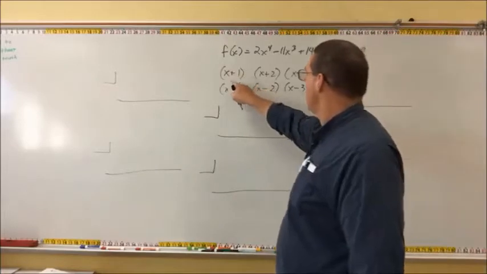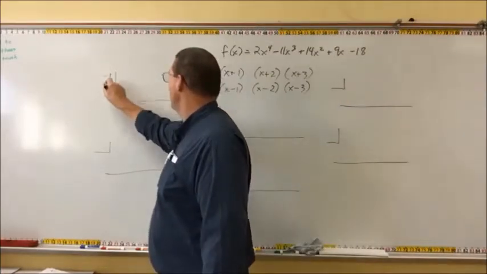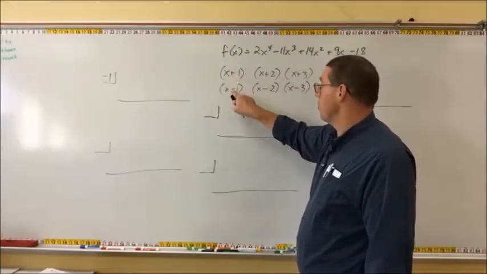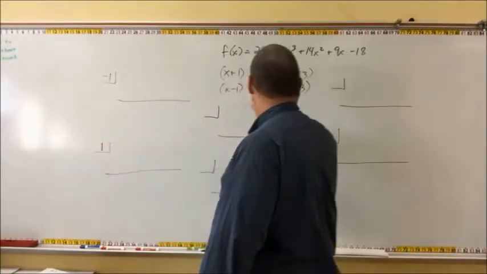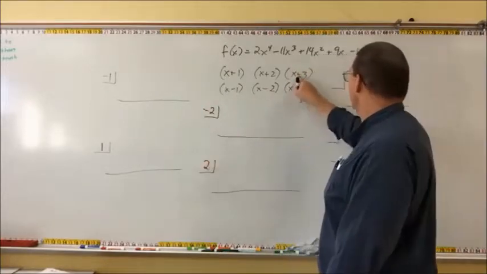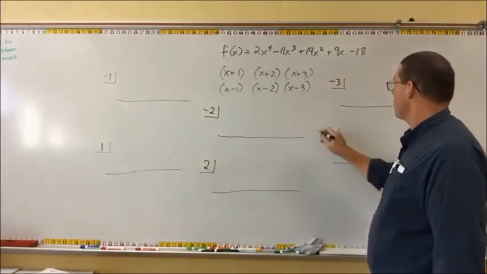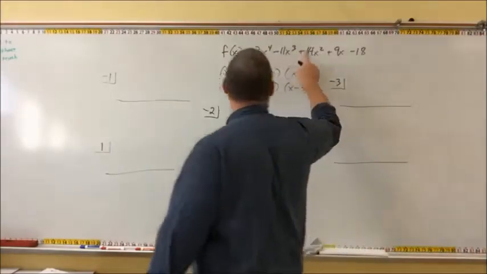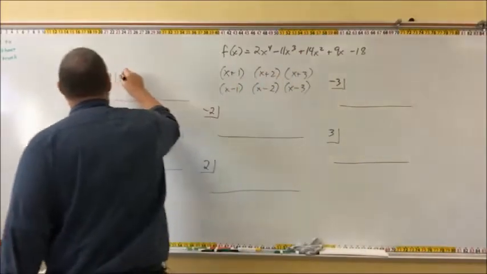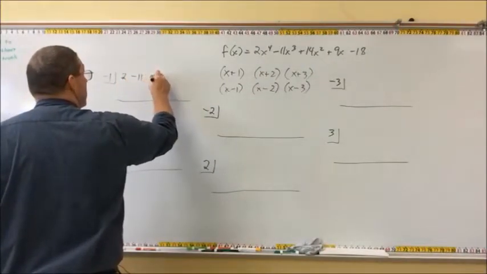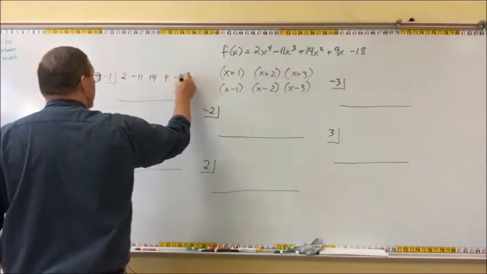So I'm going to try -1 and +1. Remember, I want the zeros of this. The root of this is -1. I want the roots. The root of this is 1. The root of this one is -2. The root of this one is +2. The root of this one is -3. And the root of this one is +3. And all of them are going to get the same numbers: 2, -11, 14, 9, -18.